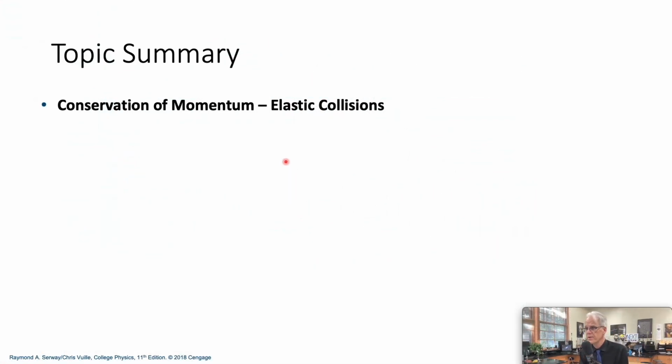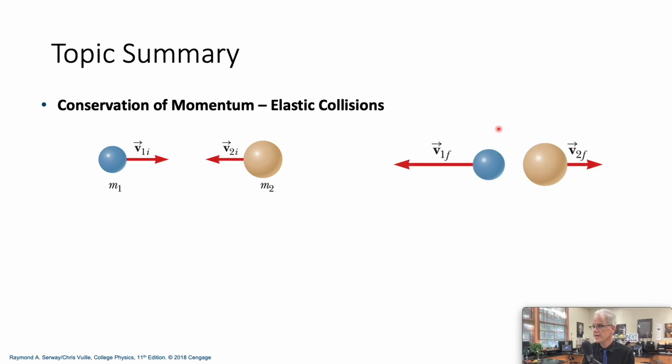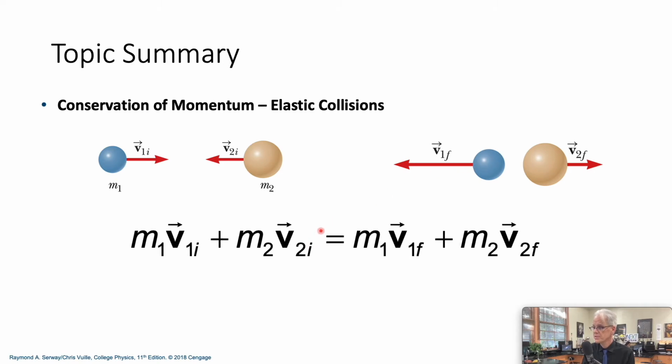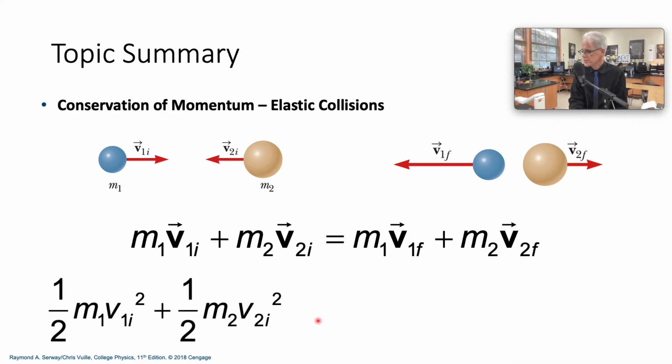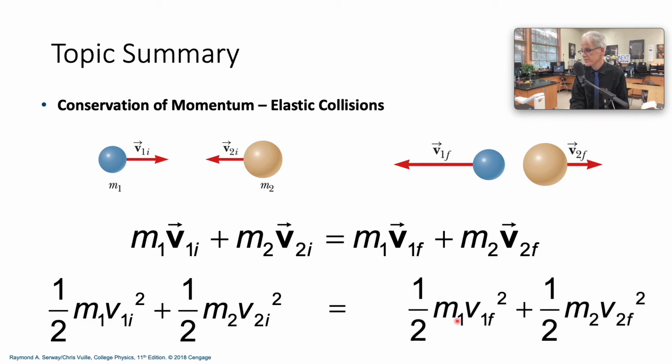Let's summarize what we know now. First, using conservation of momentum for elastic collisions, where we have two objects with initial velocities that are going to collide and bounce off of each other, the total momentum before the collision will be the same as the total momentum after the collision. Also, the total kinetic energy will be conserved. This means that the total kinetic energy before the collision will be the same after the collision.